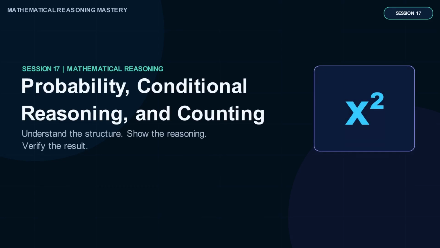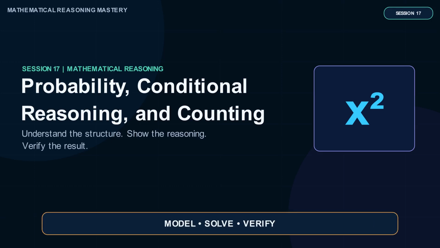Welcome to Session 17, Probability, Conditional Reasoning, and Counting. This lesson develops mathematical reasoning that stays reliable when a problem looks unfamiliar. You will learn to define the correct sample space, to apply conditional and addition rules, and to decide whether order matters. These are connected habits, not isolated tricks.